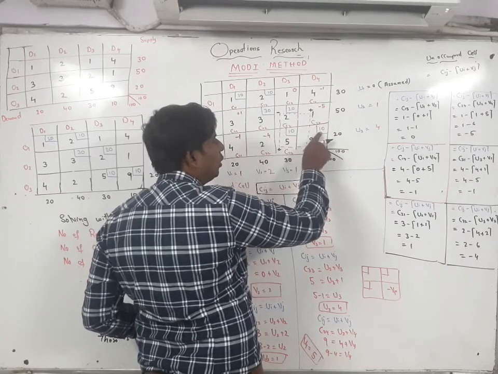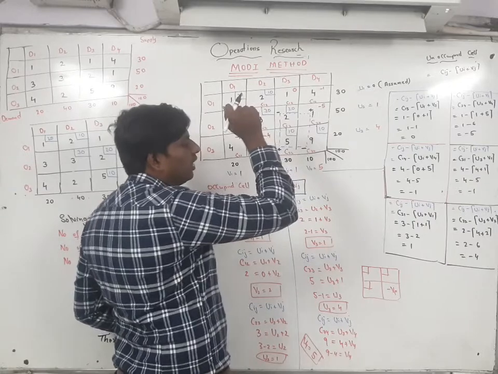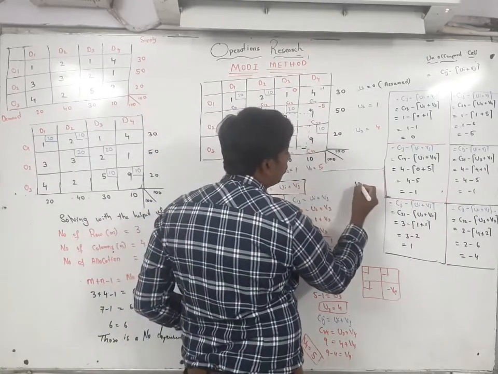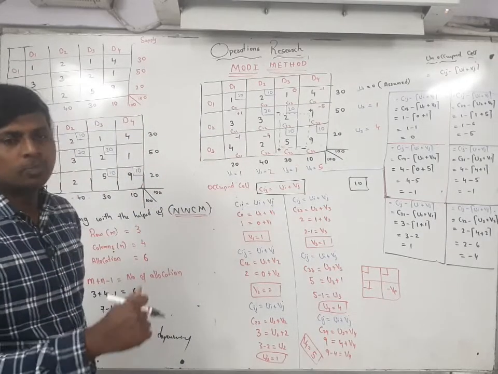Beside that, what is the value? 10. Beside that 20, and beside that 10. So which one is the least value? 10 is the least value. So 10 you have to select. This one is the least value.